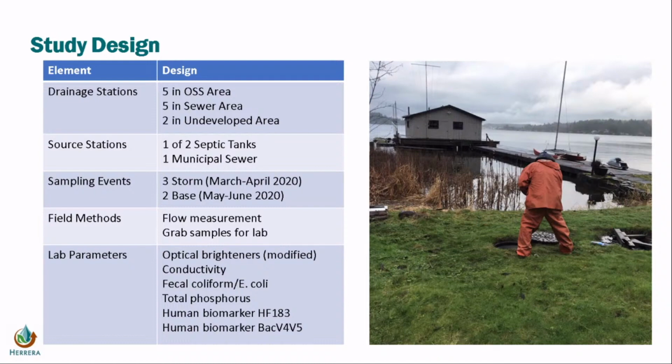We did look at 2 human biomarkers this time, as well as last time, but different ones. HF183 is one of the same biomarkers we used in 2017, but it's been renamed because it's been promulgated as an EPA-approved method since 2017. HF183, and then we added an experimental one that's just been developed by University of Wisconsin researchers named BAC V4 V5.